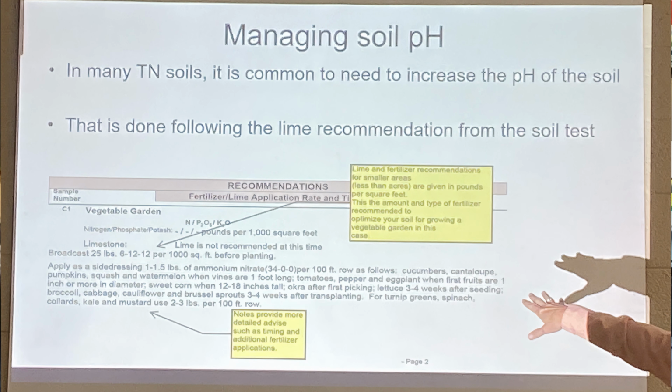Managing soil pH. In many Tennessee soils, it's common to need to increase the pH of soil. We have acidic soil here. That is done following the lime recommendation from the soil test.